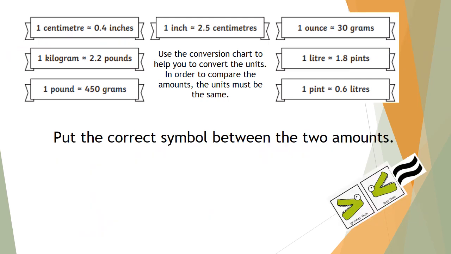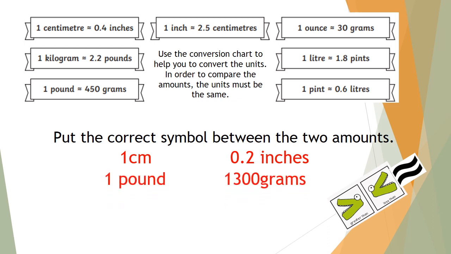We're going to have a go at comparing two amounts using different units of measure. So looking at the information that's shown, let's see if we can use that to help us. And we're going to compare the amounts using the greater than, less than, and approximately equal to symbols. So if we've got 1 centimetre and we were to compare that to 0.2 inches, we know that 1 centimetre is approximately equal to 0.4 inches. So if I've only got 0.2 inches, have I got more or less than a centimetre?